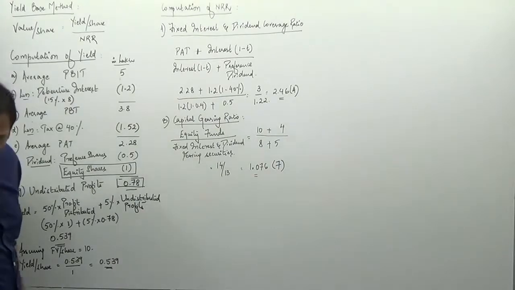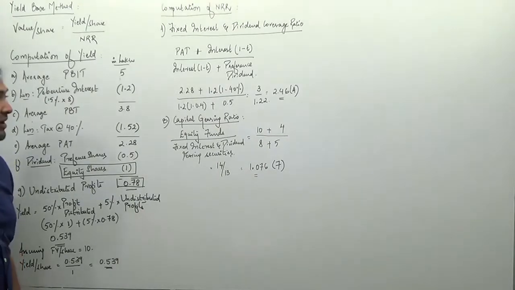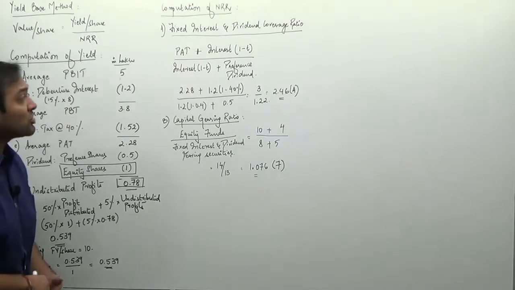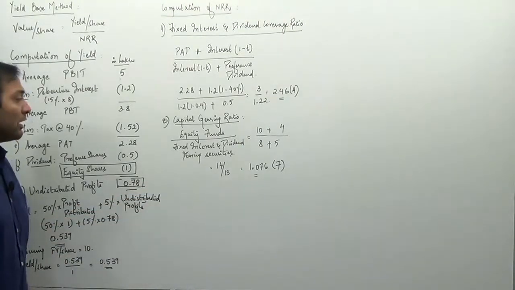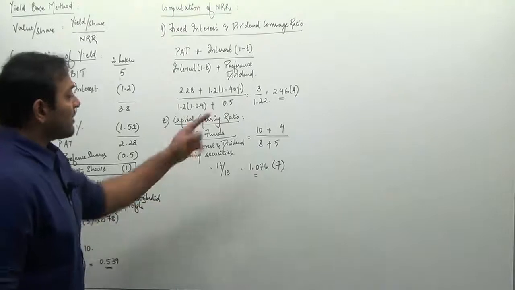Always in such similar problems, you will have two ratios given. One is a profits ratio. One is referring to capitals. The first one which we have done was with reference to profits. Second one we have done was with reference to your capitals. So one is favorable, one is adverse.